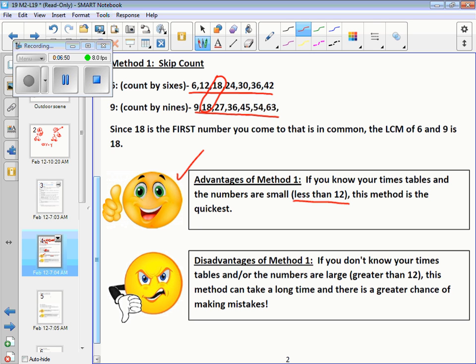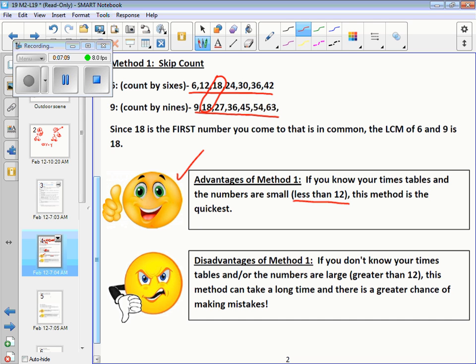But when you start getting numbers like counting by 13s and 14s, it's a little bit more tricky. 13, 26, 39, and you've got to start thinking. 52. So that's why I want to expose you to methods 2 and 3.